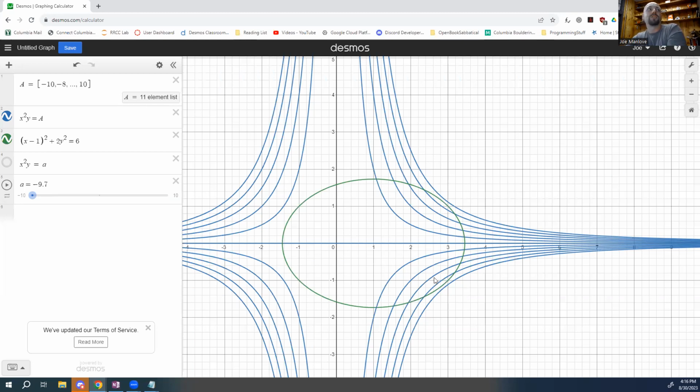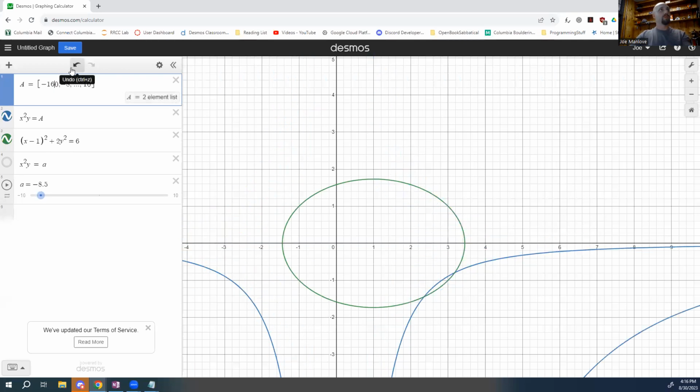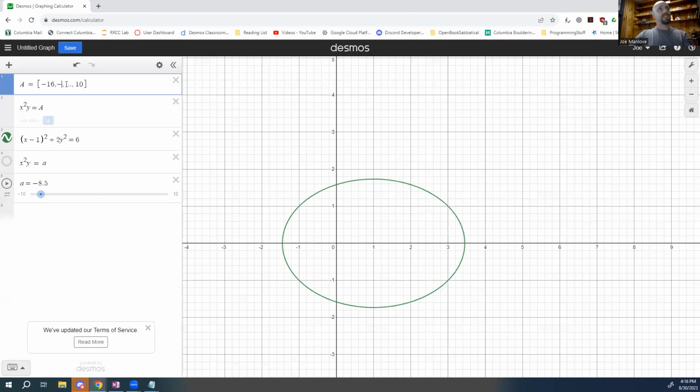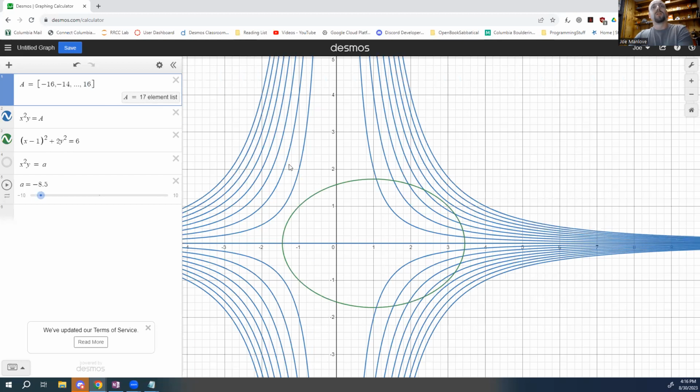So I've got my green constraint curve, and I've got blue level curves. The blue level curves here are generated from minus 10 to 10 by 2s. Let's make a few more of those. So let's do minus 16 to 16 by 2s. Okay, so you can see that I'm not hitting that one. Not sure what's going on there. We'll figure it out. Over here, yep, we got some values on either side.